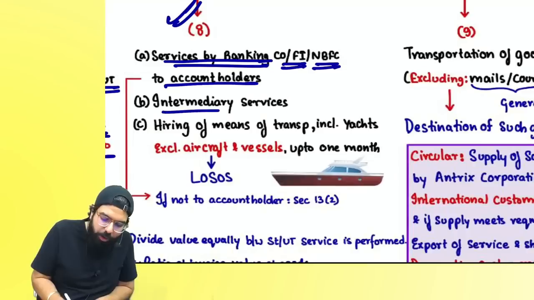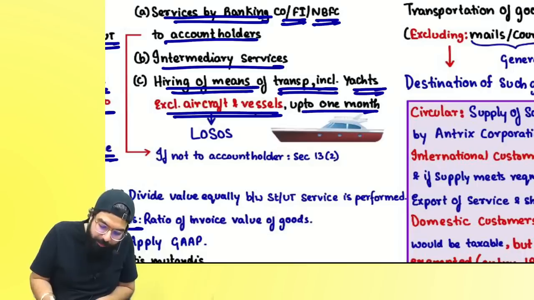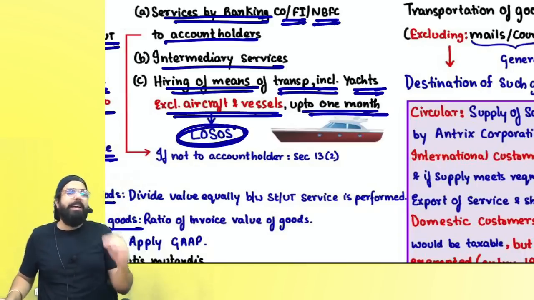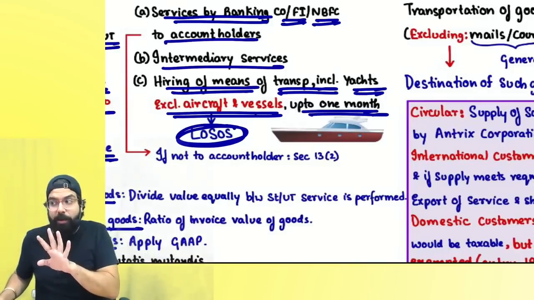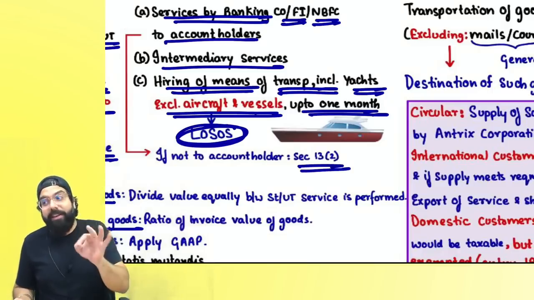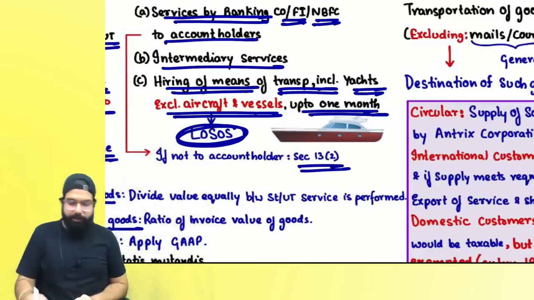The next one is section 12.8, which says services by a banking company, financial institution or NBFC to an account holder, or intermediary service, or hiring of means of transportation including yacht, excluding aircraft or vessel, up to 1 month: it is always the location of the supplier of service. Always remember one thing: banking company, financial institution, NBFC to an account holder is the location of the supplier of service. If it is to a non-account holder, the general rule is the location of the recipient of service. If the location of the recipient is not available, then the location of the supplier of service.